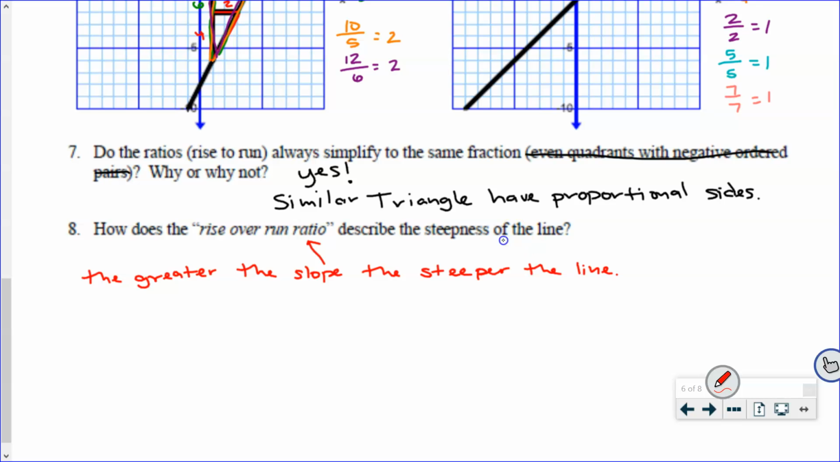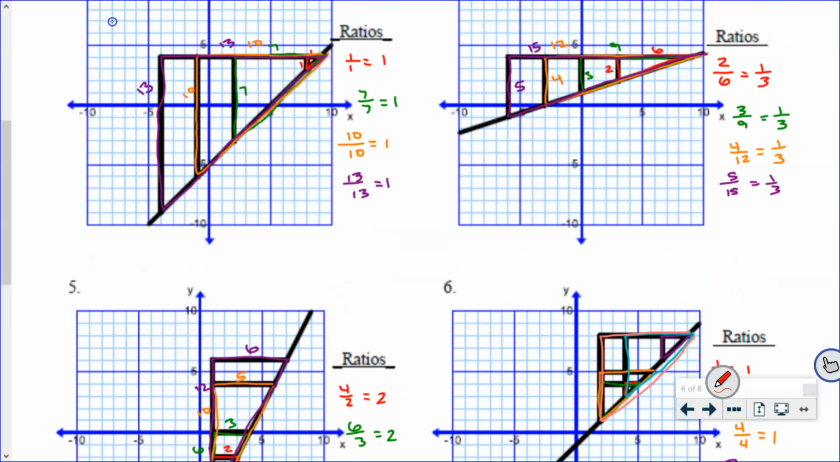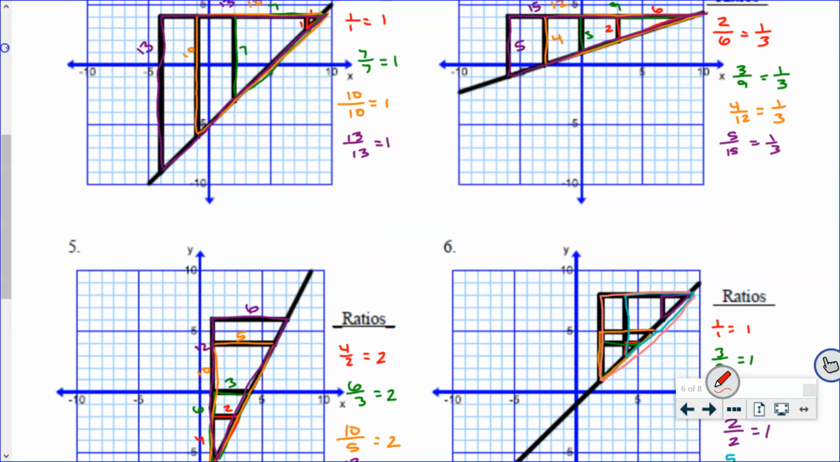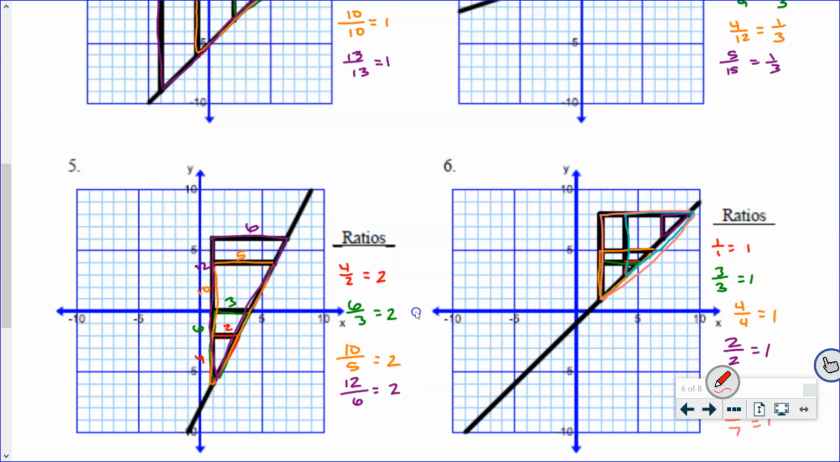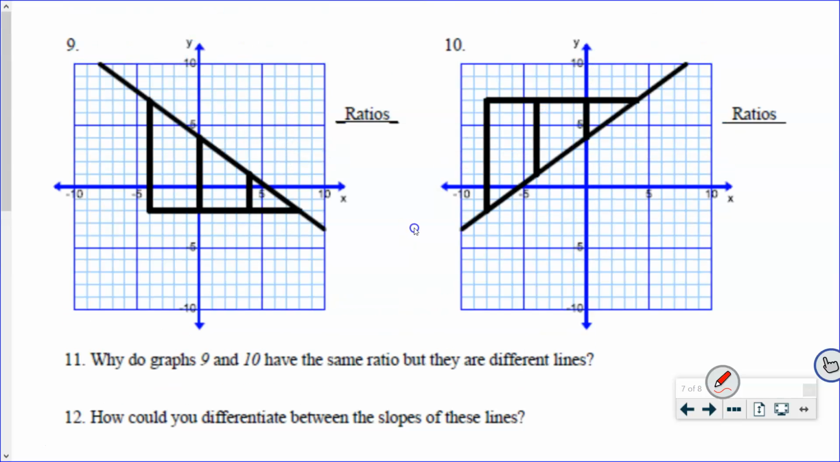So if I didn't give you graphs to look at, and I told you that this one had a slope of 1/3, and another line has a slope of 2, would you be able to tell which one is the steeper one without even looking at the graph? Yeah, because we just look at the number, right? The size of that number helps us identify the steepness. Let's move on to the next activity.